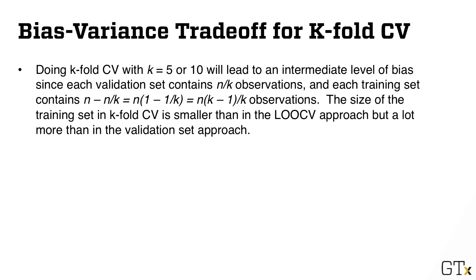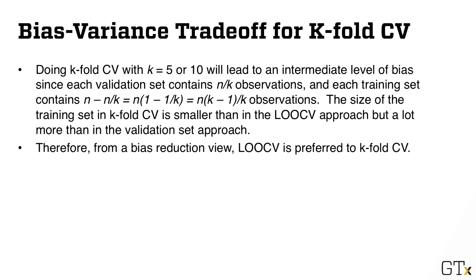Doing k-fold cross-validation with k equals 5 or 10 will lead to an intermediate level of bias, since each validation set contains n over k observations and each training set contains n times (k minus 1) over k observations. The size of the training set in k-fold cross-validation is smaller than in the LOOCV approach, but a lot more than in the validation set approach.